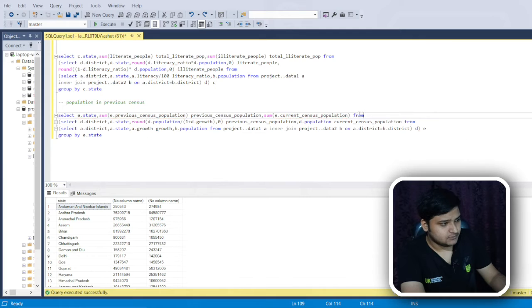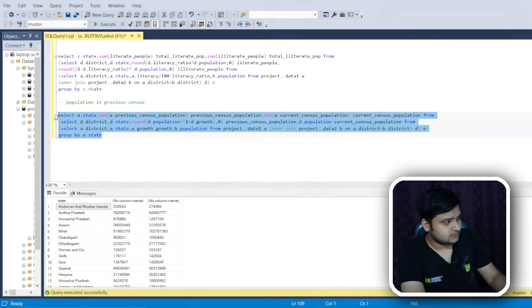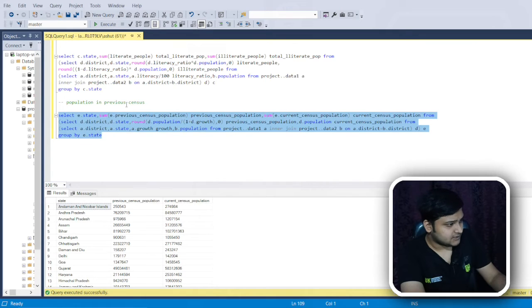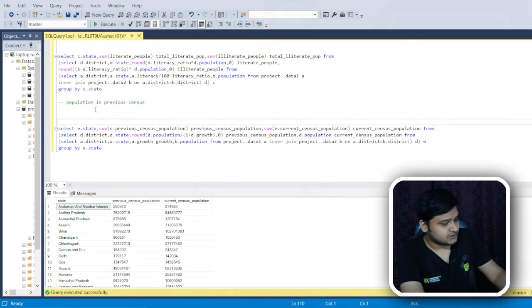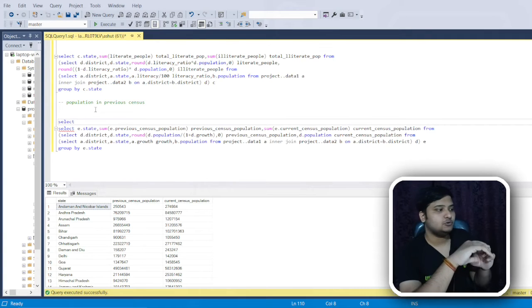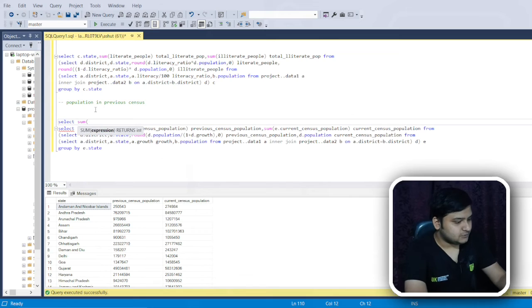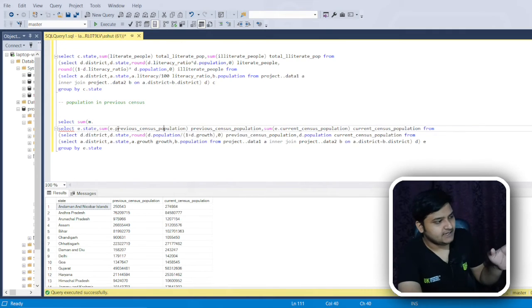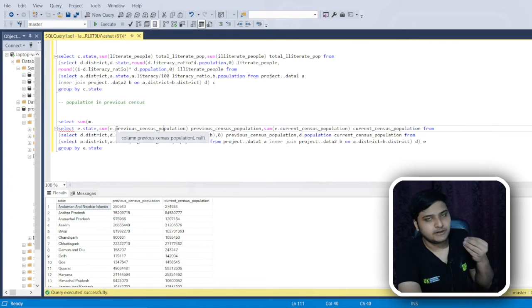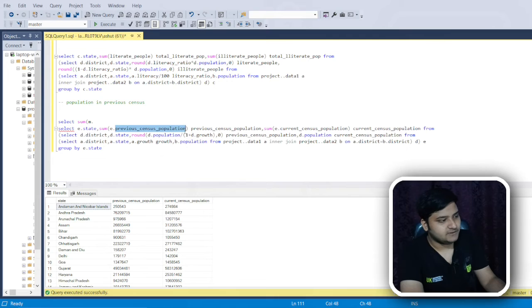We need to execute this query. So what was the total population of India into the previous census and what is the total population of India into this census? So we'll just need to do a simple sum over, so you can give the alias name whatever I'm giving here, M, D, E, whatever, it is up to you. Like, it is totally up to you. You can give whatever you want.